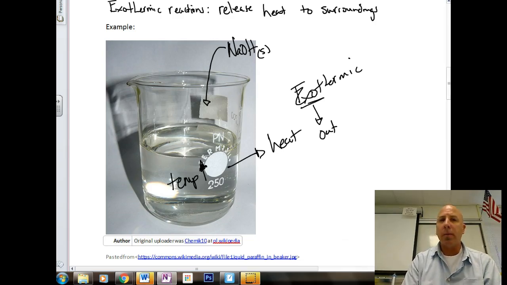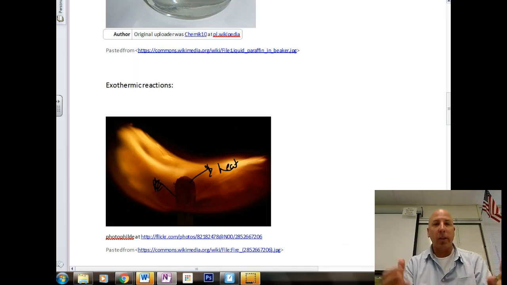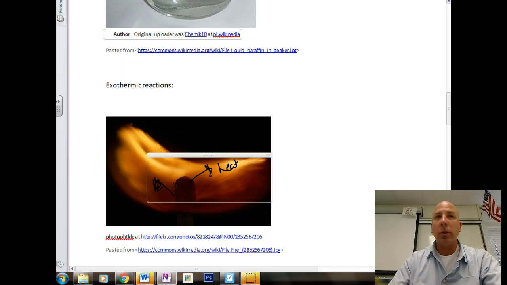Okay, another example of an exothermic process would be just lighting a match. Lighting a match, it releases heat. Obviously, that's what we use matches for, to start fires, releasing heat. And I want to give you an example of this. I did find a really neat video. It's going to show you what it looks like when a match is lit in slow motion.